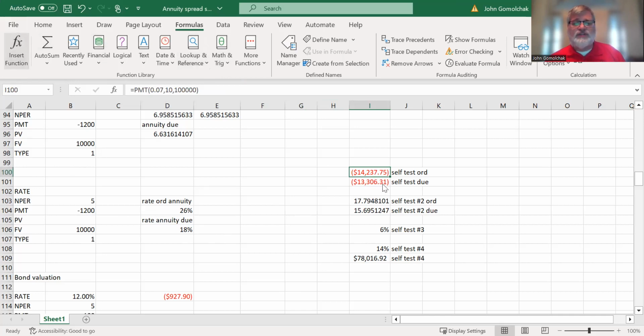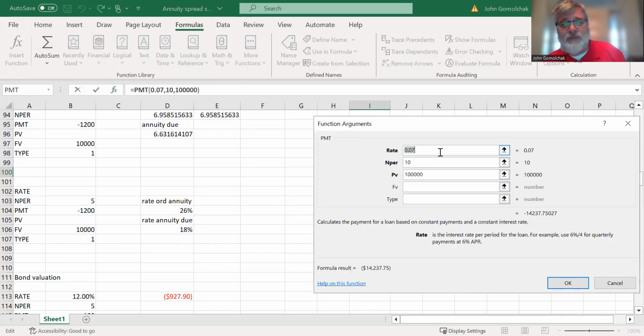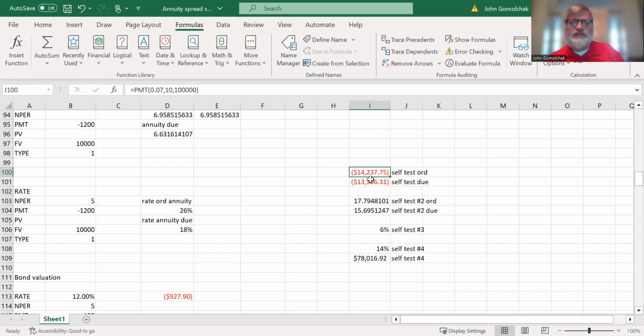So I just shoved the numbers in as opposed to setting up the chart this time. Because it's a self-test, I didn't want to devote a whole lot of time to it. So 7% return, 10 years, $100,000 that we need to get. No other number is necessary. So we would need to make payments of $14,237.75. That agrees with the book.